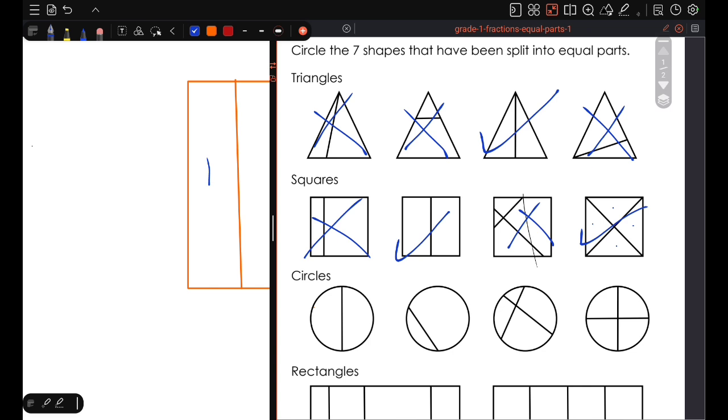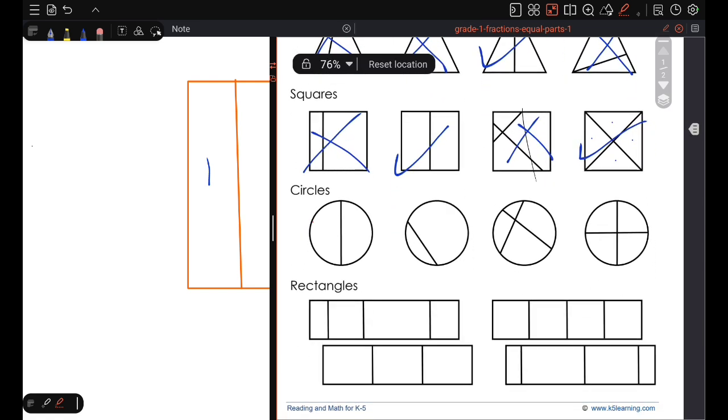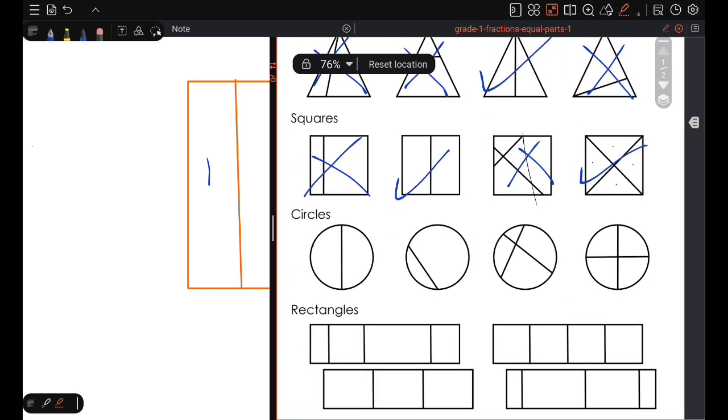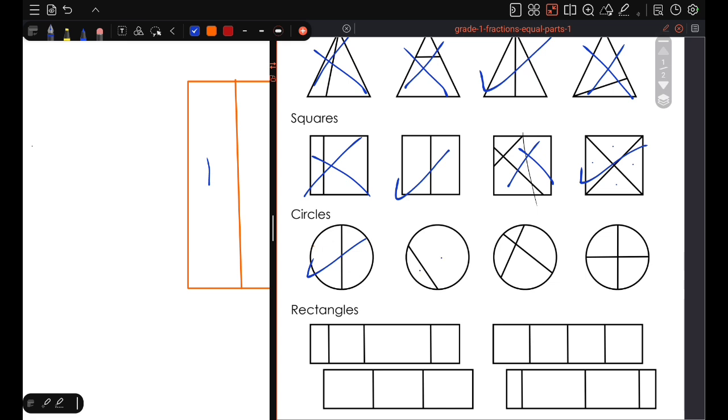Okay, let's see this group of circles. The first one, 1, 2, I have 2 parts and they are equal. So this is a fraction. The second one, 1, 2, I have 2 parts and they are not equal, so it's not a fraction. These parts are not equal parts, so they are not a fraction.